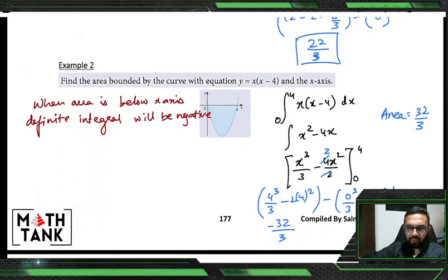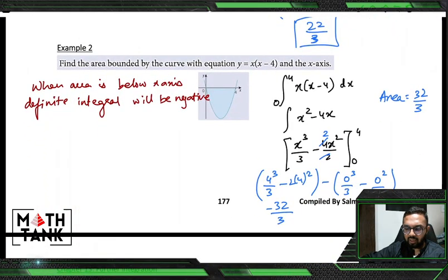In this case, you have area below the x-axis, which means that the definite integral came out negative. You don't need to worry about that. You just need to change the sign at the end.